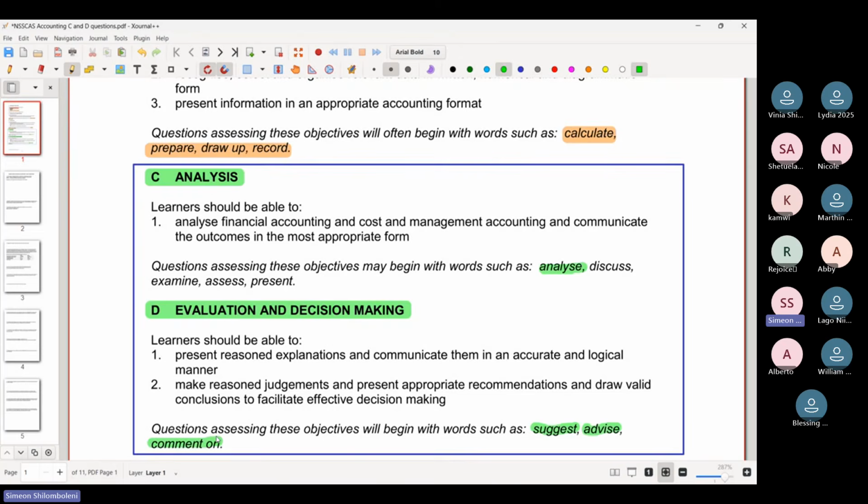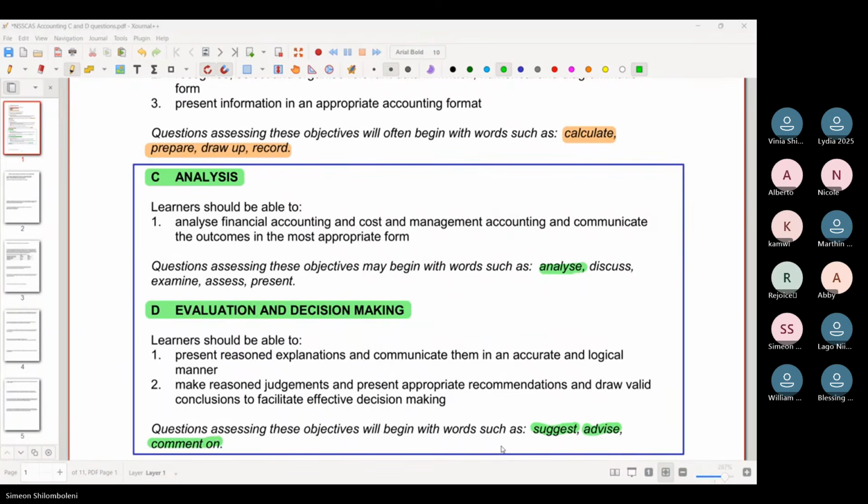Before we move on, do we understand now what analysis and evaluation and decision making is? Do we understand, or do we have a question? Can you hear me? Remember, I have a problem with my speakers. If you don't say something, I'll just assume something is not right.